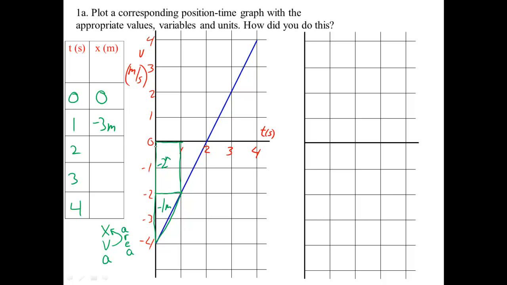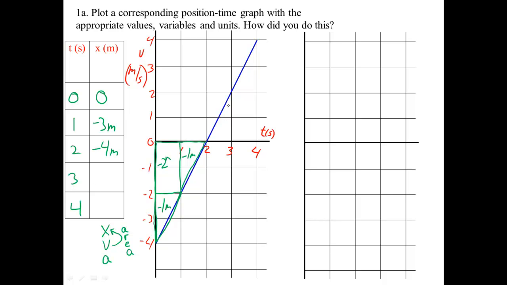When I go on to the 2 second mark, I want this entire triangle right here. There are 2 ways of doing that. I can calculate that entire triangle, base times height divided by 2, which would be -2 times 2 divided by 2, giving me -4 meters. Or I can calculate just this area, which is 1 times -2 divided by 2, which would be -1 meter. Either way, if I add up the entire area of this triangle, I get -4 meters.